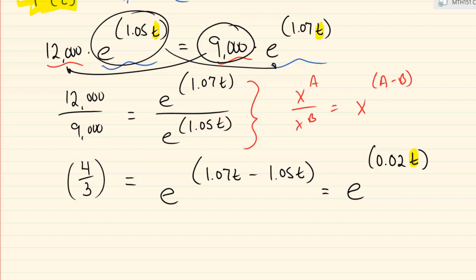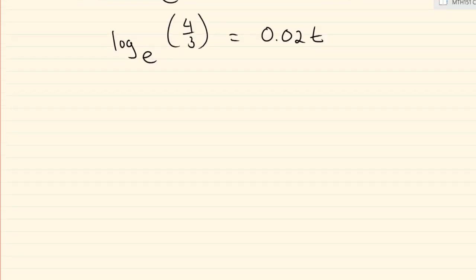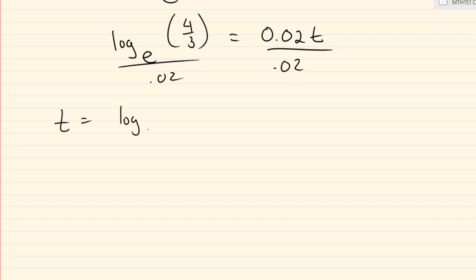And in order to get that variable in a format that we can evaluate, we have to convert this into logs. So the equation becomes log base e of 4/3 equals 0.02t. Now to get t by itself, we're going to divide both sides by 0.02, and we'll get t equals log base e of 4/3 divided by 0.02.